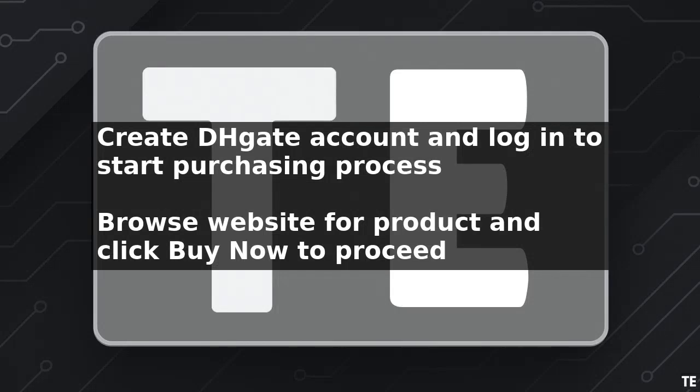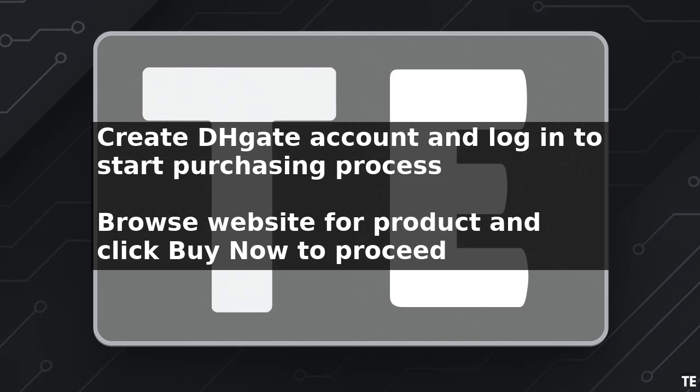To pay with PayPal on Dhgate, start by creating an account on Dhgate if you do not already have one. Once you have logged in, browse the website for the product you want to purchase and click on it to go to the product details page. On this page, click the Buy Now button to proceed to the order page.